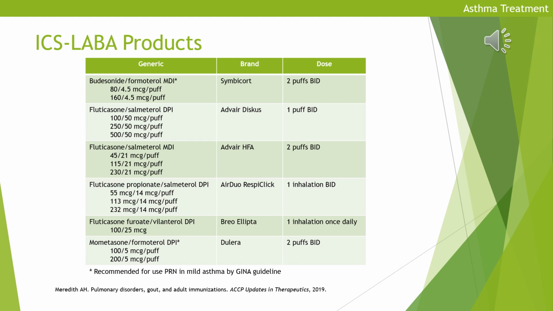For the new guideline recommendation, Symbicort was what was studied in the trials, but the Dulera is another option if patients were to use this as needed in mild asthma.